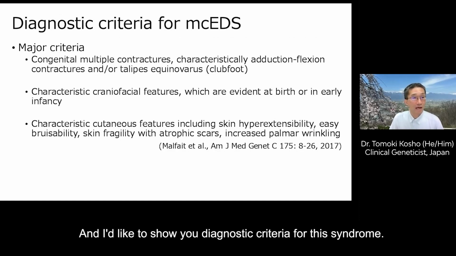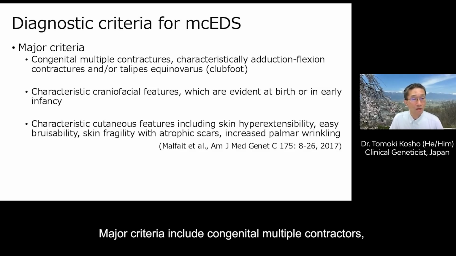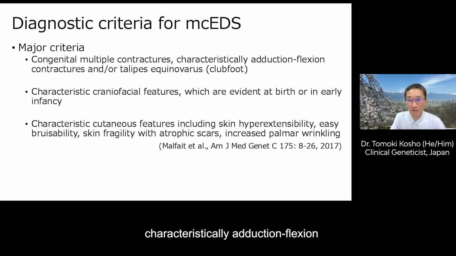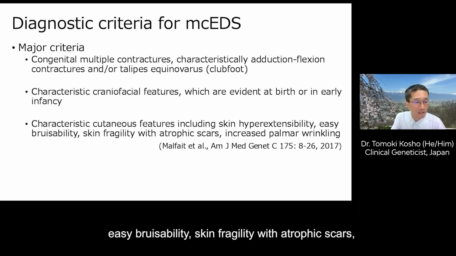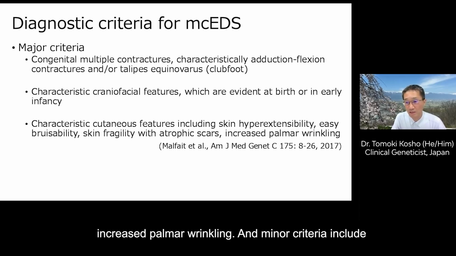I'd like to show you diagnostic criteria for this syndrome. Major criteria include congenital multiple contractures, characteristically adducted thumbs and or talipes equinovarus. Next, characteristic craniofacial features, which are evident at birth or in early infancy. And last, characteristic cutaneous features, including skin hyperextensibility, easy bruisability, skin fragility with atrophic scars, and increased palmar wrinkling.